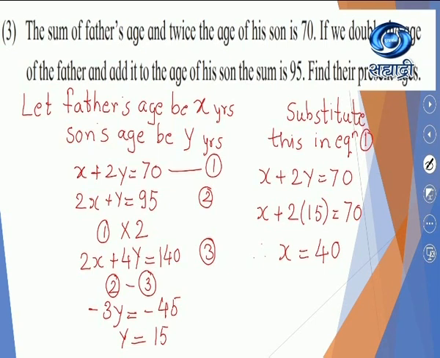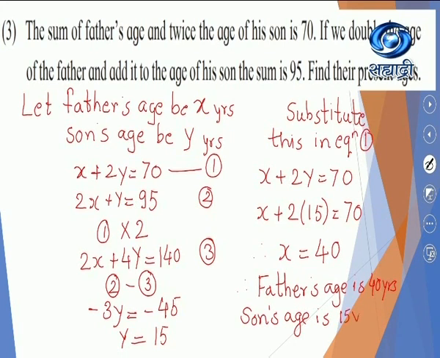But yes, don't forget to write at the end, therefore, father's age is 40 years. Years, don't forget to write years. And son's age is 15 years. Okay, so this is how we can solve the numericals. Read the statement carefully, one after the other, and you will be able to frame the equation.